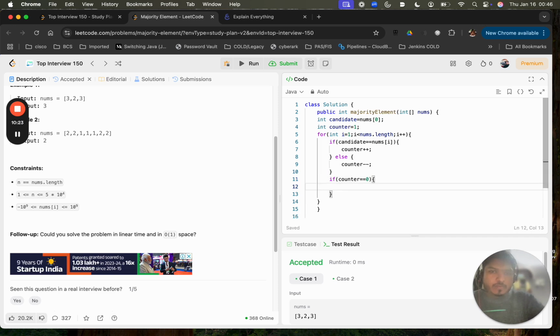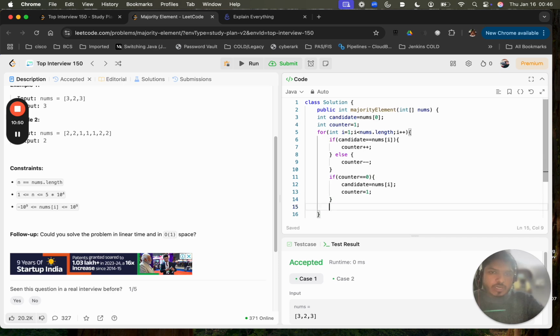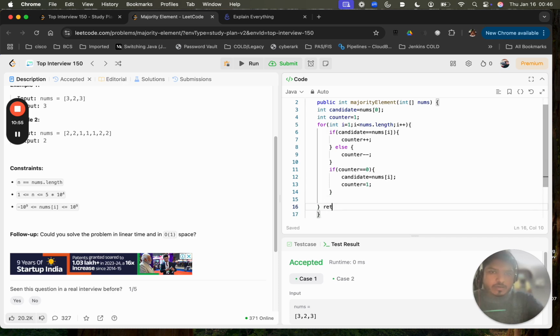at that time this is not a winning candidate anymore. So my new candidate would be whatever the nums value is at the current position right now, and I'll increase my counter because this is my new candidate. And whatever value is at the last position in the last iteration, I'll return. The loop ends here, and here I'll return, and this is going to be my answer.